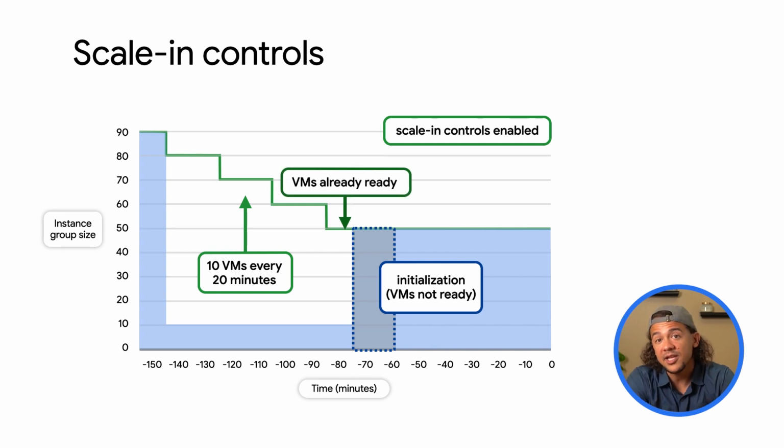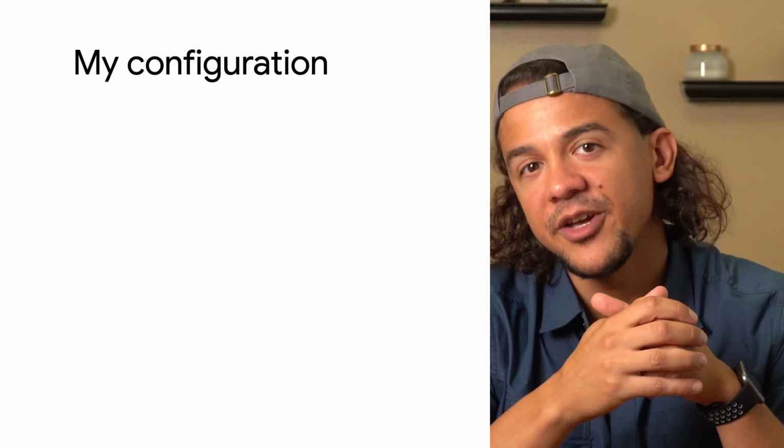Setting up the right scaling controls, just like choosing the right machine and accurate cooldown period, all comes down to knowing your application, its requirements, and expected load and behavior. Let's take a look at this managed instance group that I've set up on a Google Cloud project. Here's a few things about my configuration.